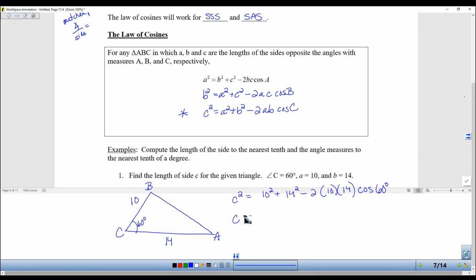So you can go ahead and plug that into your calculator and then take the square root, because this is actually going to give you C squared. So you're actually going to have to take the square root of your answer, and it should come out to be 12.5. So it's not a hard formula to use, but it is a long formula to memorize, so make sure it's in your appendix.